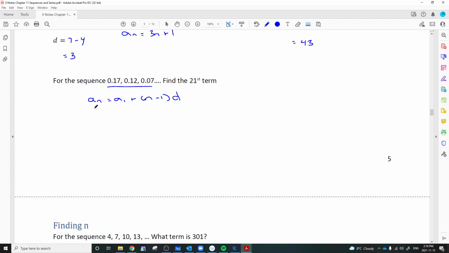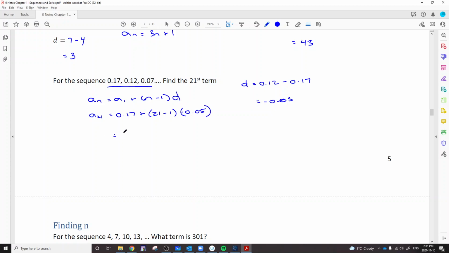So hopefully you paused it, okay? And so what you would do is you're putting in n is 21. The first term is 0.17. Putting in that n value of 21 in here, and you've got to find your common difference. So the common difference would have been 0.12 minus 0.17, which is negative 0.05. And then you plug that in, negative 0.05, and you calculate.